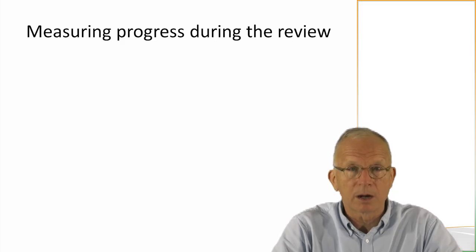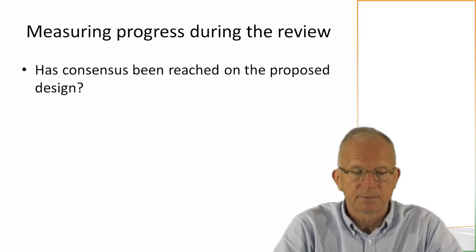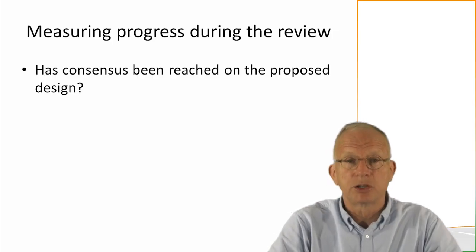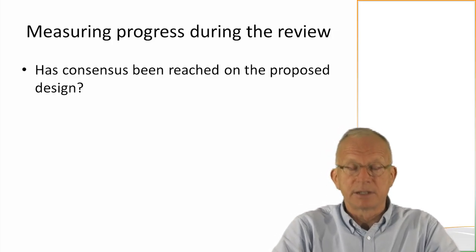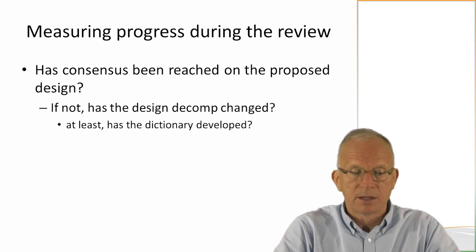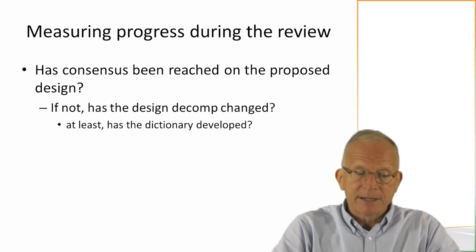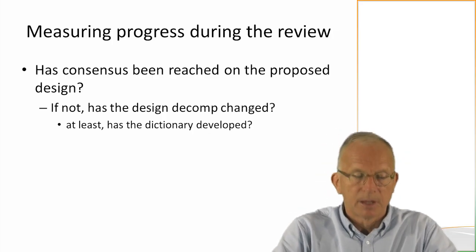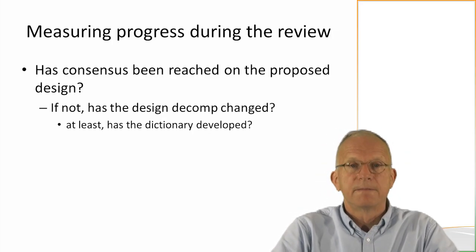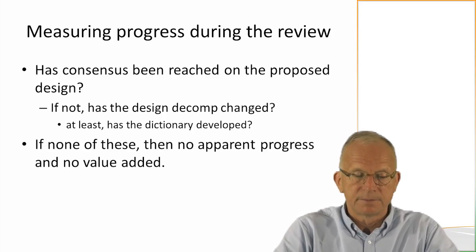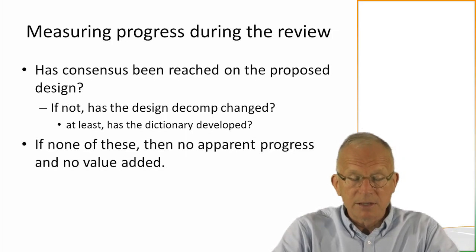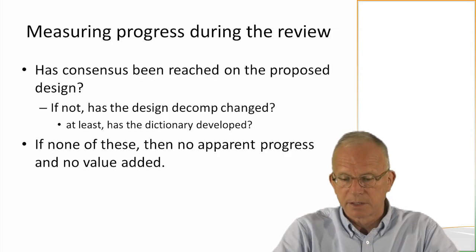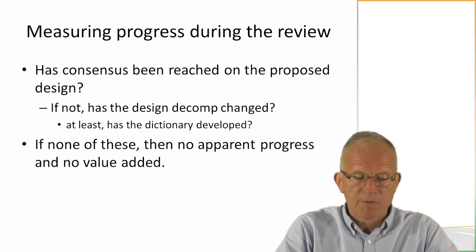So how do we measure the progress during the design review? Well, has consensus been reached? If we have reached consensus and everybody's okay to go ahead, then we've made progress. If not, have we been able to build consensus, maybe by changing the design decomp? So changes in the design decomp, and maybe in the dictionary, indicate progress in the design. If none of these, then there's no apparent progress, and no value has been added.